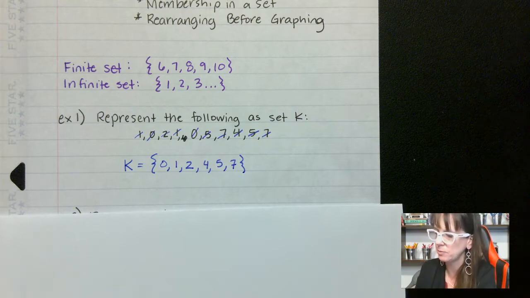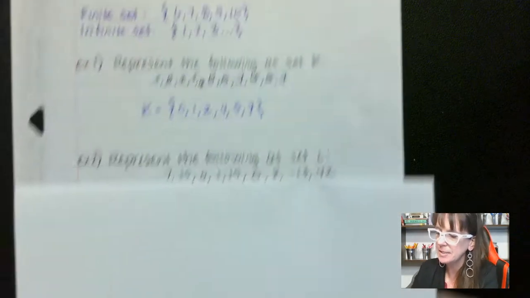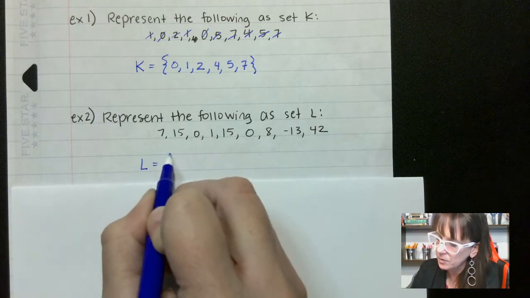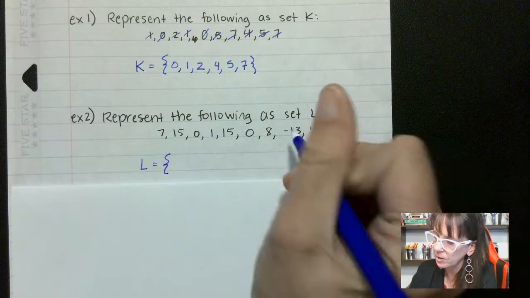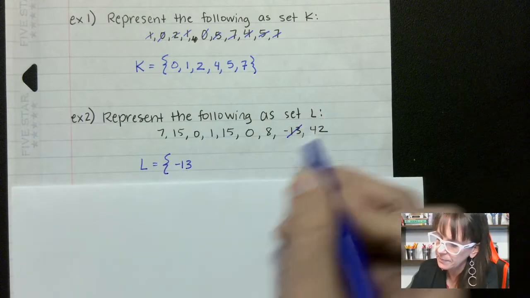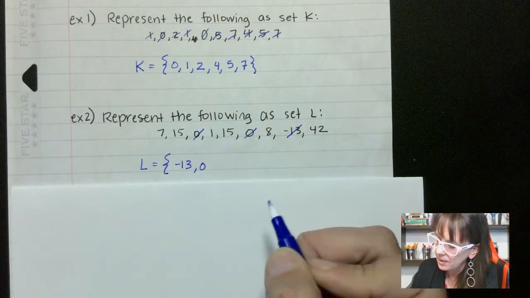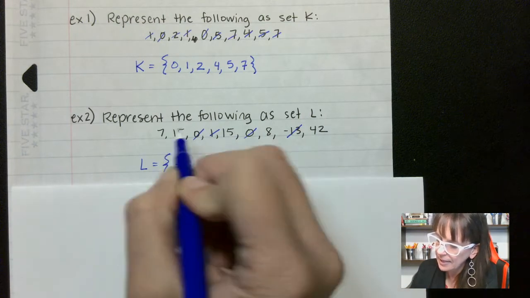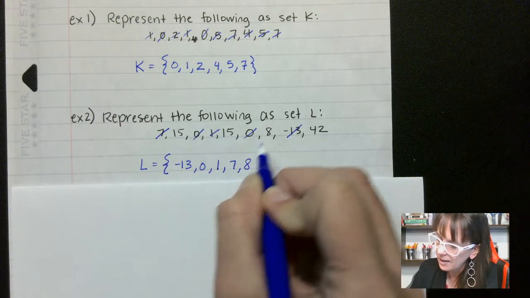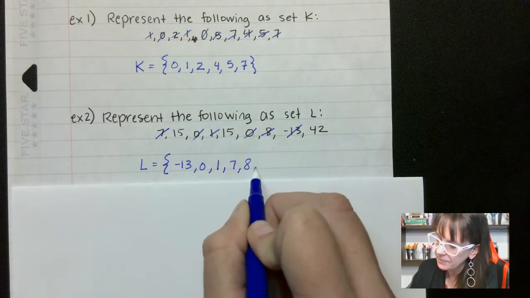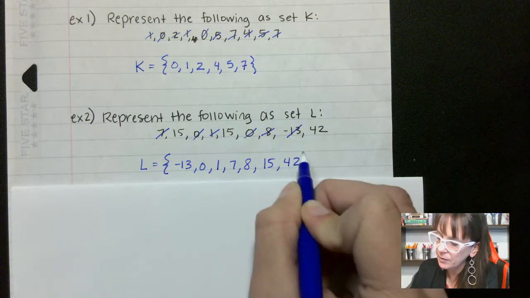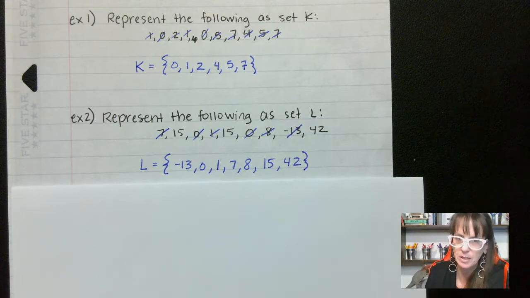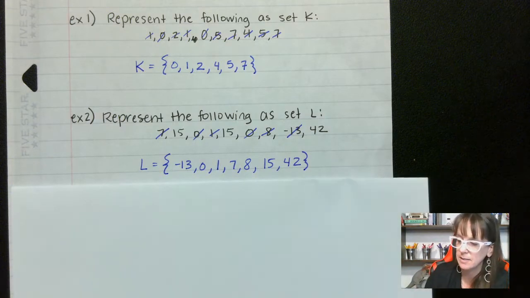All right, so for our next one, we've got represent the following as a set L. Same idea. We're going to say L equals, we use our little bracket there. We want to go in order. So negative 13, I see that guy lingering. And then 0. Then 1. Then 7, 8. And then we have 15 and 42. And again, if a number is listed 2 or 3 times, you just list it that 1 time in the set itself.